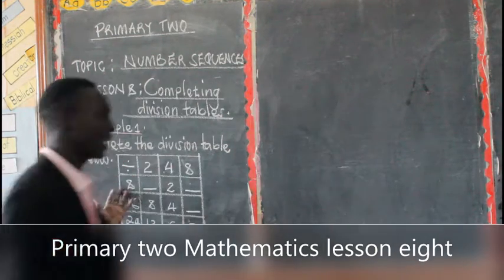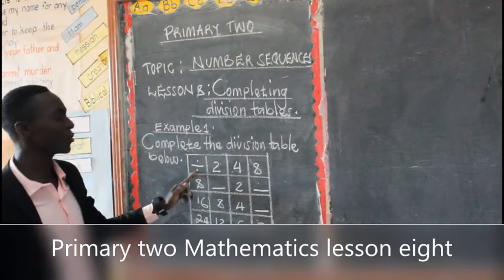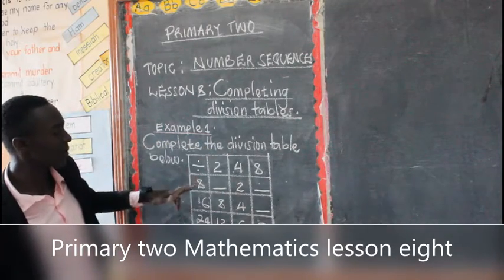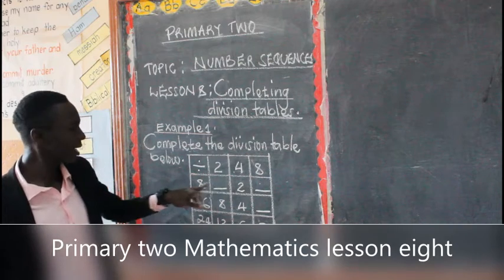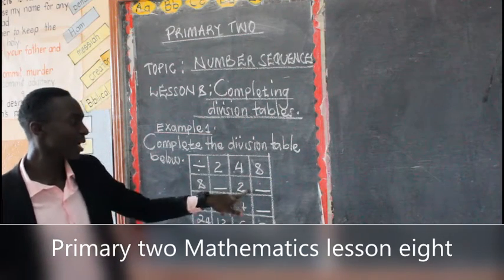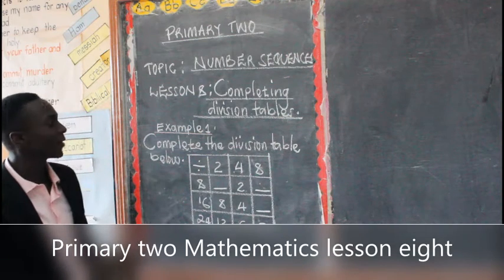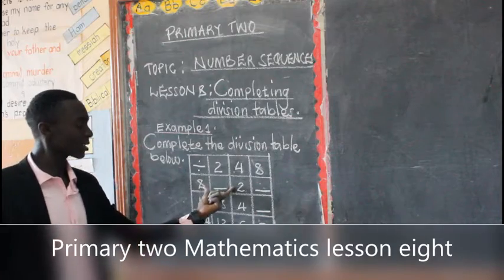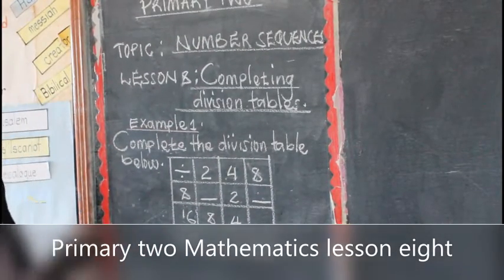Remember, I told you that this is a division sign, we divide a row by a column. So that's why we say 8 divided by 2, let's get an answer here. 8 divided by 4, you get an answer here. 8 divided by 8, you get an answer here. Let us look forward to fill these spaces.